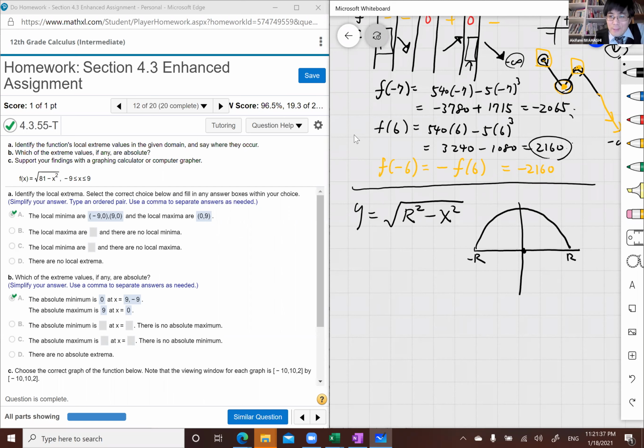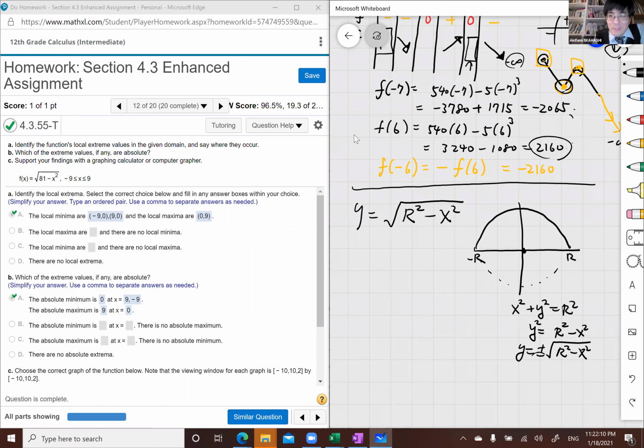Okay. It comes from the fact that x squared plus y squared equals r squared is showing the circle. And when you solve this for y, you're going to get the square root of r squared minus x squared. When you take the square root of both sides, you're going to get plus or minus this. The plus side indicates the upper semicircle, and the negative one indicates the lower semicircle. So this function is actually a circle.